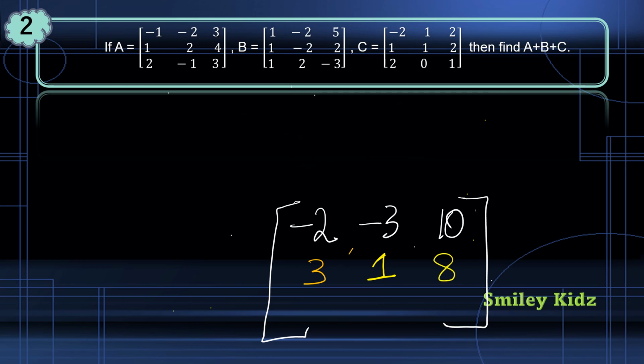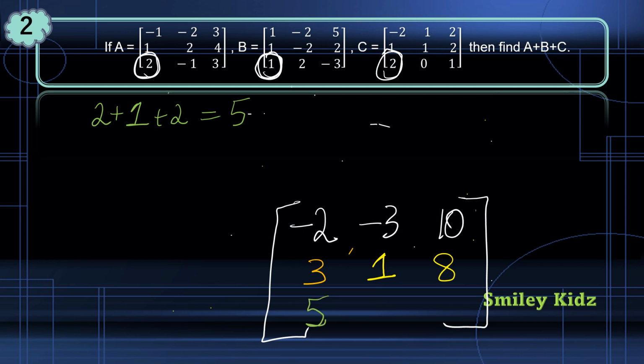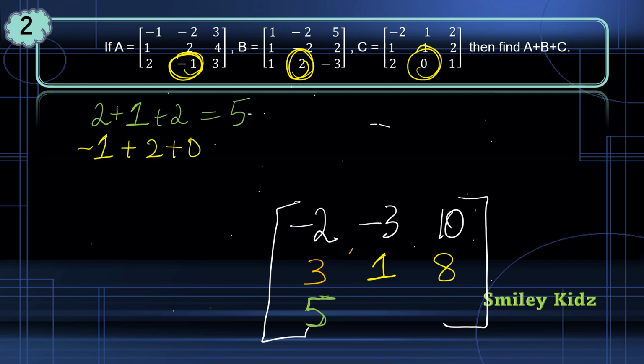Moving forward to the third row, we have 2, 1, 2. So this is simply 2 plus 1 plus 2, which is 5. So in the third row, we have 5 as our first element. Then moving ahead to the second element, we have -1 plus 2 plus 0. So this is -1. Let me write it again. -1 plus 2 plus 0. This is going to be 1. So here we are going to have 1.